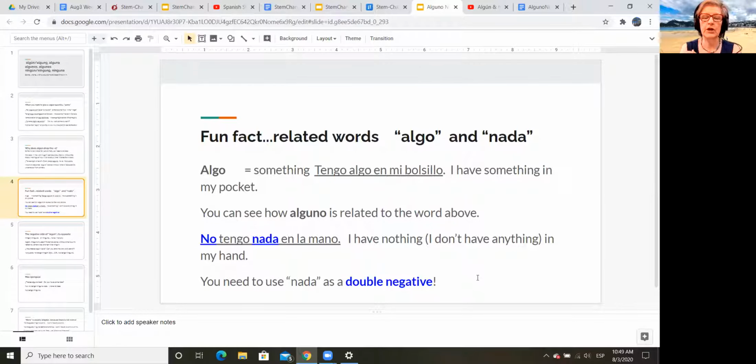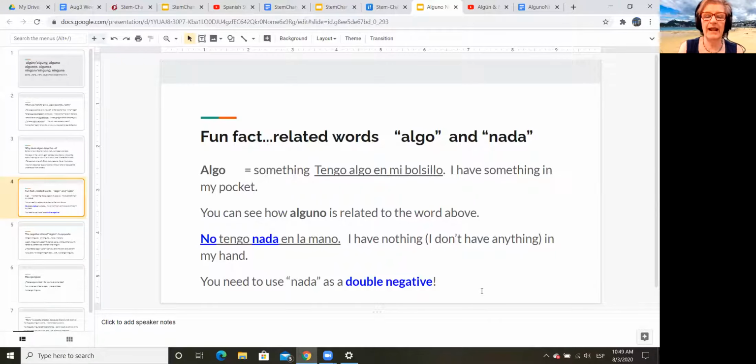Okay? So you can see how alguno is kind of phonetically related to that word. Alguno is related to algo, right? No tengo nada en la mano. I have nothing, or I don't have anything in my hand, right? I have nothing versus I don't have anything. In English, that means the same thing. We just use different words to express the idea. No tengo nada en la mano.